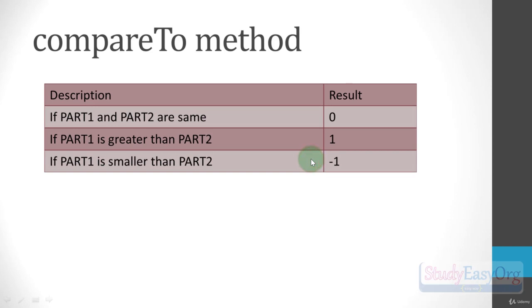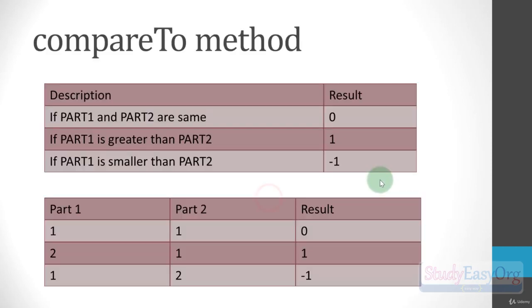Now in here the rule says if part 1 and part 2 are the same, the result would be 0. If part 1 is greater than part 2, the result would be greater than 0. It could be 1 and it could be more than 1 as well. The overall idea is the result would be a positive number. And if part 1 is smaller than part 2, then the result would be a negative number. It could be -1 or any other negative number.